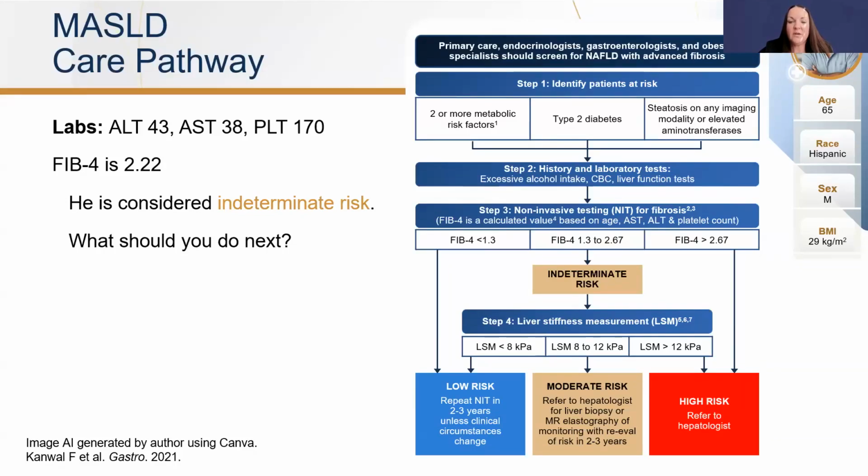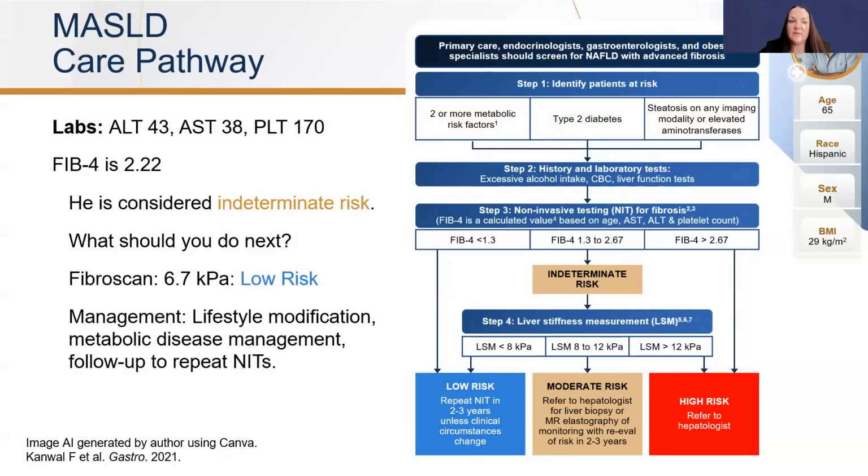After you do your FIB4, we can determine if our patients are low risk patients, then do repeat NITs in 2 to 3 years. And then indeterminate patients, we should order a second exam, a VCTE or MRE, and if they are considered moderate risk, consider referring to hepatology for liver biopsy. And then, of course, we want to follow these patients every 2 to 3 years for repeat NITs. High-risk patients, refer to hepatology if you don't typically follow patients like that.